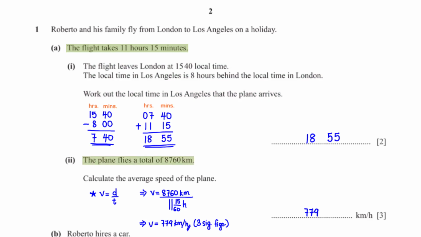The plane flies a total of 8,760 kilometers. Calculate the average speed of the plane. The average speed of the plane is equal to the total distance covered by the plane, which has been given as 8,760 kilometers, divided by the time duration for the flight, which was given previously as 11 hours 15 minutes. We divide 15 by 60 to convert it to hours. When we type this into the calculator, we get 779 kilometers per hour, rounded to 3 significant figures.